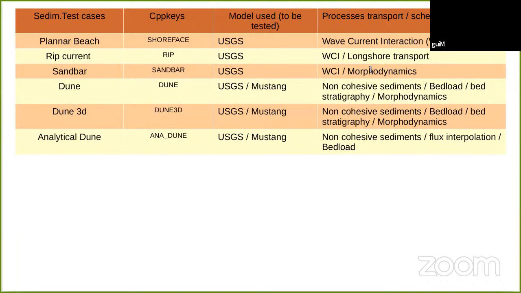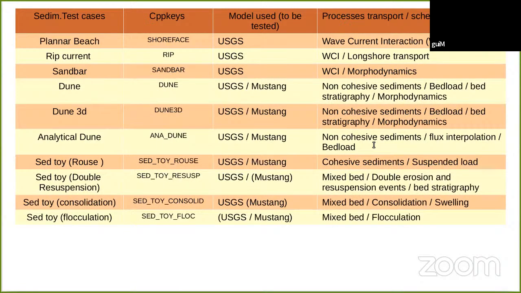There is also another family of test cases, the dune. Our dune test case is only an idealized Gaussian dune. In 2D, and you have a 3D version also, the idea here is to study non-cohesive sediment bed load processes, and to study how the sediments are sorted in the sediment layers with the stratigraphy. With the other subcase, analytical dune, you can also study different methods of flux interpolation, and that's it.